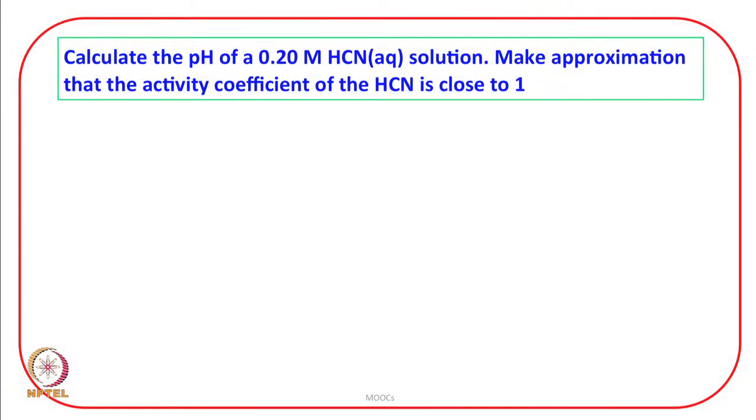Let us take an example. Calculate the pH of 0.2 molar HCN solution. Make the approximation that the activity coefficient of HCN is close to 1. So, we have been asked to calculate the pH of 0.2 molar HCN aqueous solution. Let us see how to approach this.